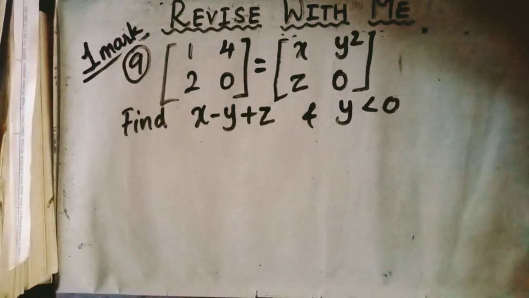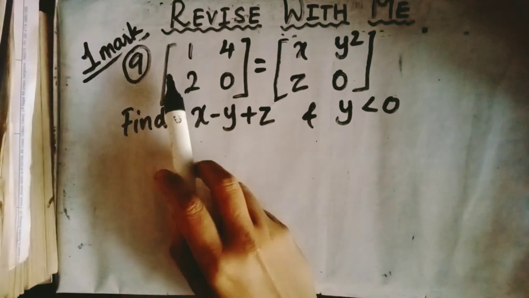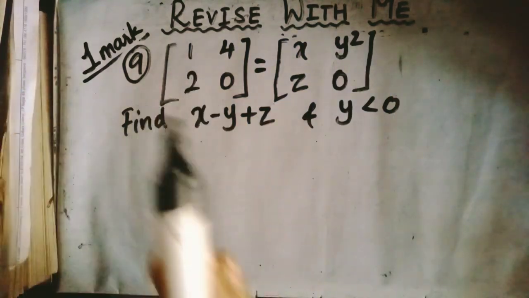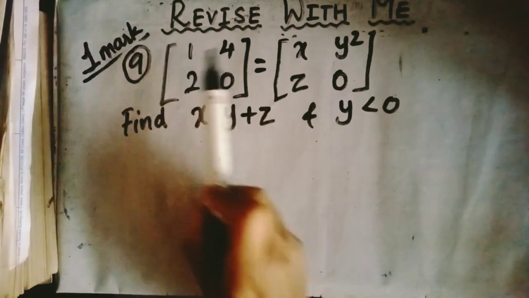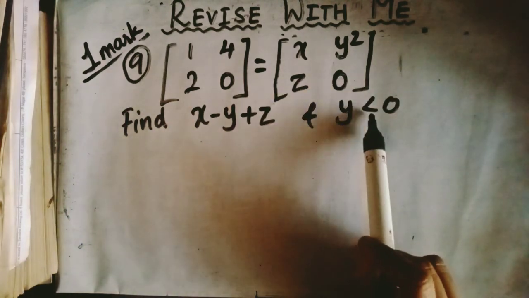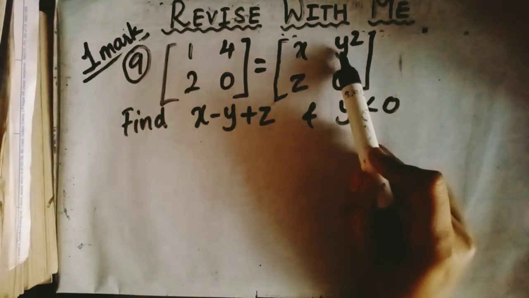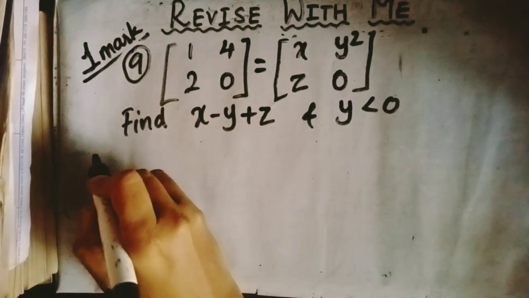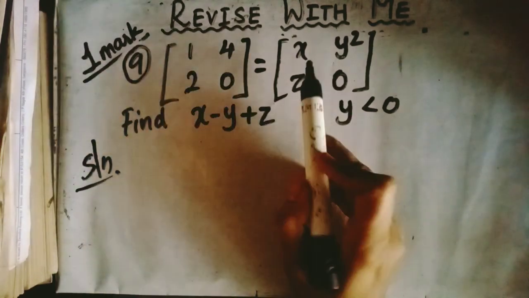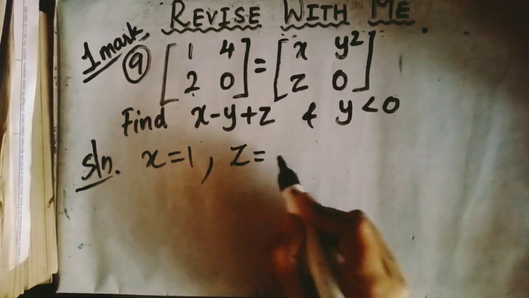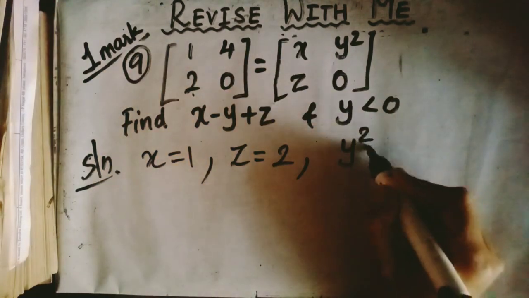So this question is from matrices. The matrices are given equal. So we know that whenever one matrix is equal to another matrix, then the corresponding elements are equal. So you have to find x − y + z, and the condition is given y < 0, because here y² is given. First we'll compare the numbers. So x is equal to 1, z is equal to 2, and y² is equal to 4.